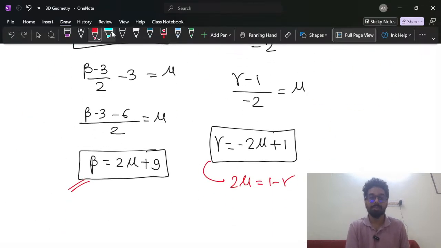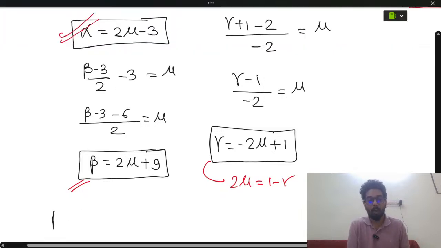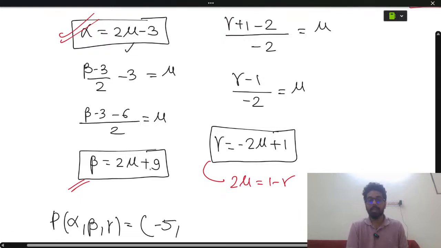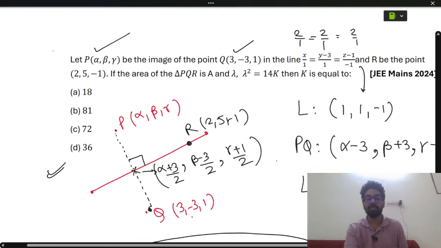So, if I substitute it back over here, point P, the values of alpha, beta, gamma can be calculated by putting mu equal to minus 1. So, put over here, minus 1 into 2 is minus 2, minus 3 is minus 5. Put minus 1 over here, minus 2 plus 9 is 7. And put minus 1 over here, it becomes 3. So, point P is minus 5, 7 and 3. Now, you have the point P.